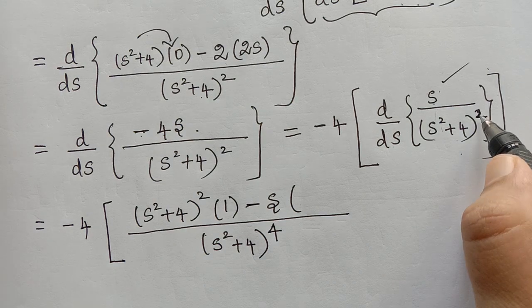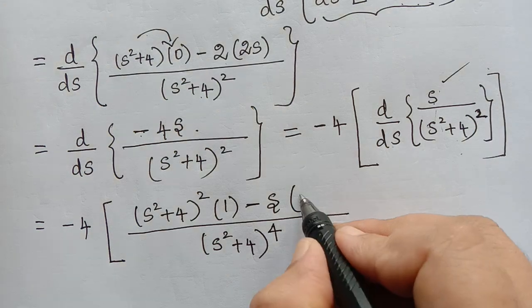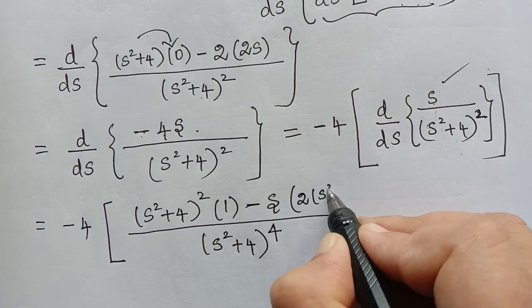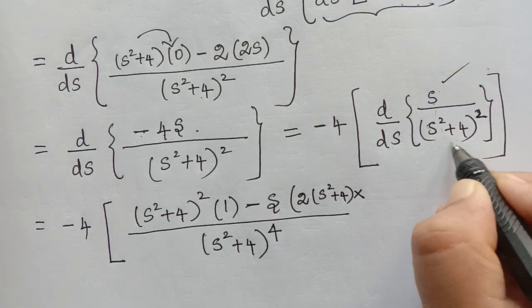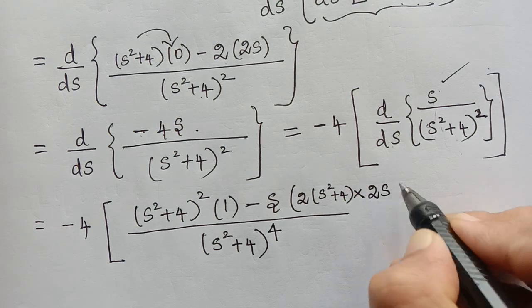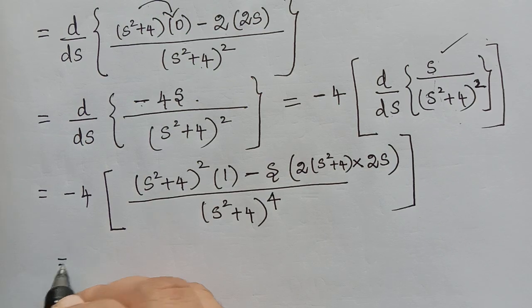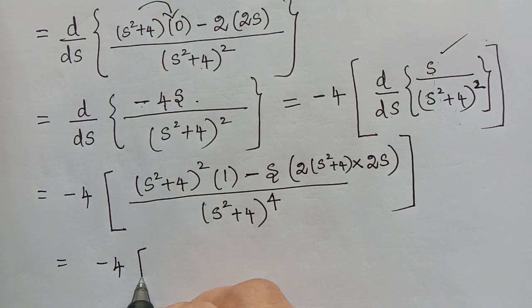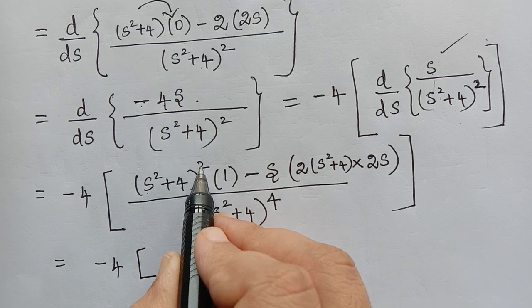So we have to first differentiate this as a whole because it has a square term over here. So it will be 2 multiplied with s square plus 4. And then use the chain rule and differentiate whatever is inside the bracket. The differentiation of s square will be 2s. So further simplifying this, negative 4 multiplied with, now if you see s square plus 4 the whole square we have here.